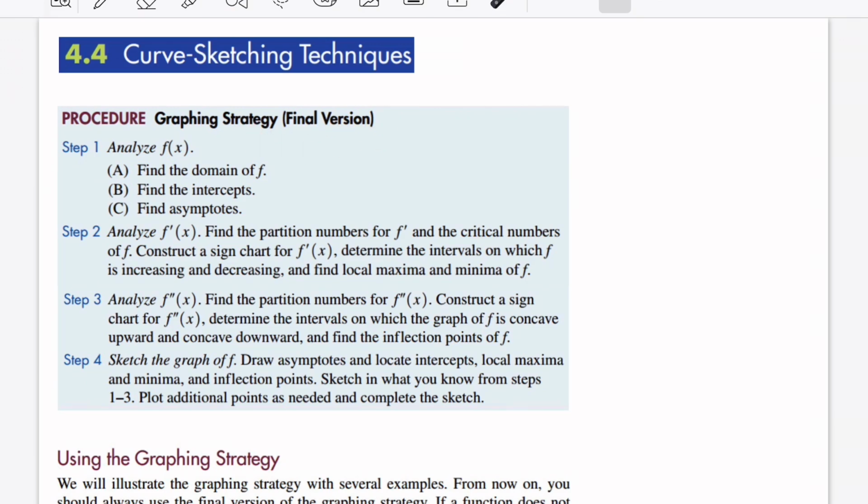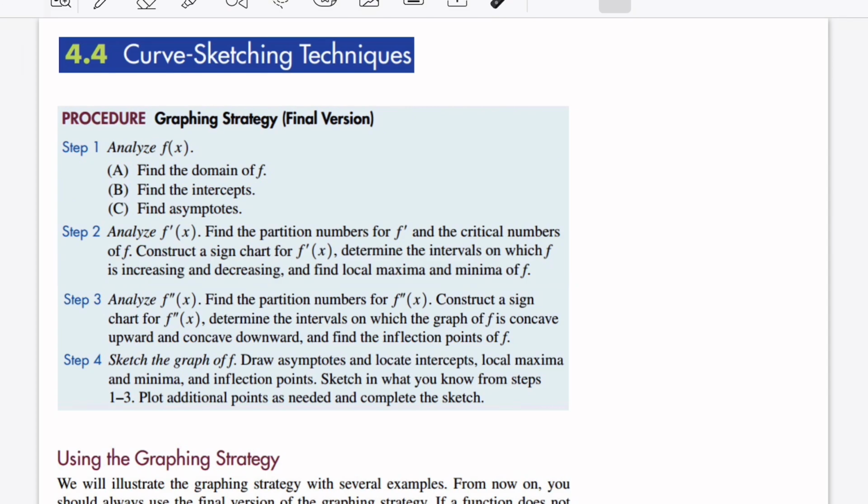So the first thing we're going to do is analyze our function. So we're going to find the domain and intercepts as well as the asymptotes. Then we're going to analyze our derivative. So we're going to find the partition numbers for our derivative and the critical numbers for our function. Then construct a sign chart for our derivative, and then determine the intervals that our function is going to be increasing and decreasing, as well as any local extrema that f may have.